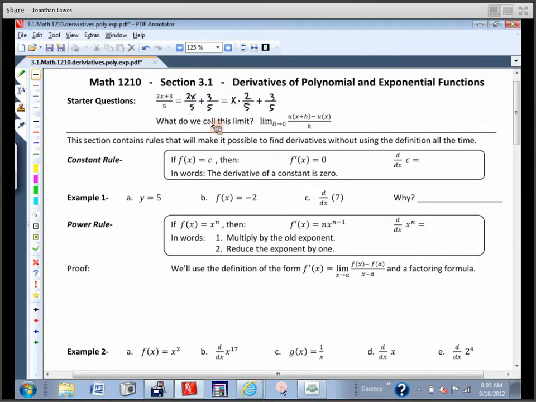But just keep in mind that oftentimes, in order to make something work out algebraically, we're going to have to do something that's a little bit counterintuitive, opposite of what we normally do. We might want to make something look more complicated for the time being so we can eventually get it to something that we can recognize, which is what the next starter question is about. What do we call this limit?